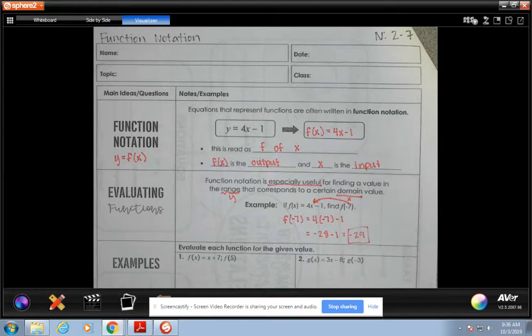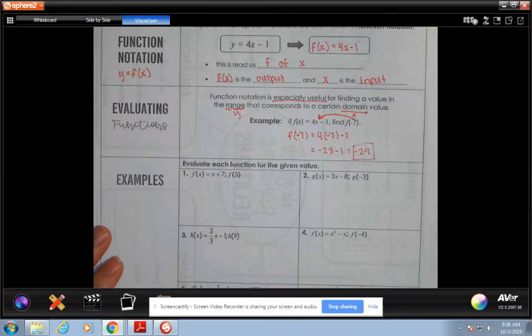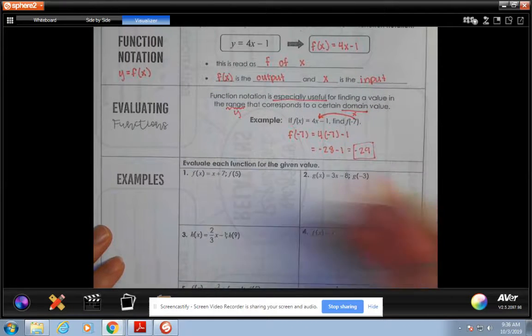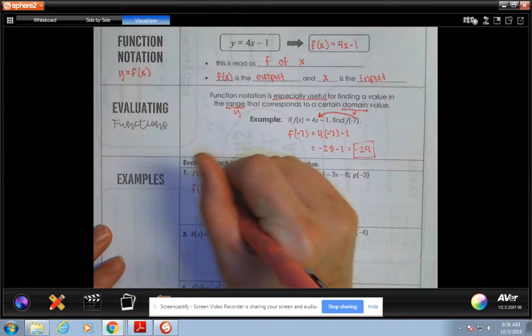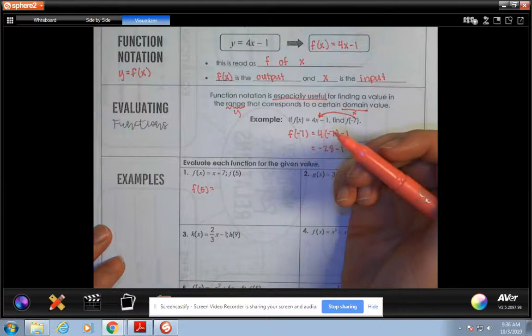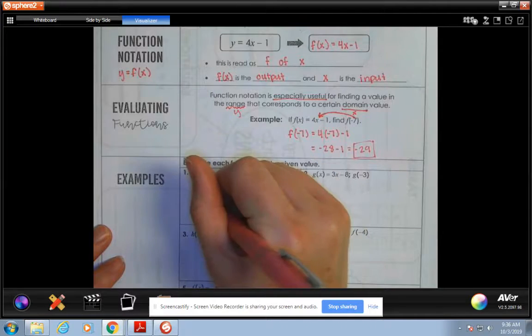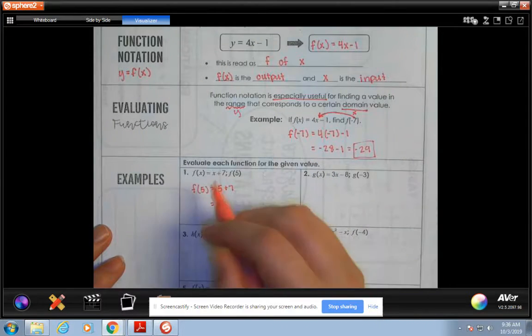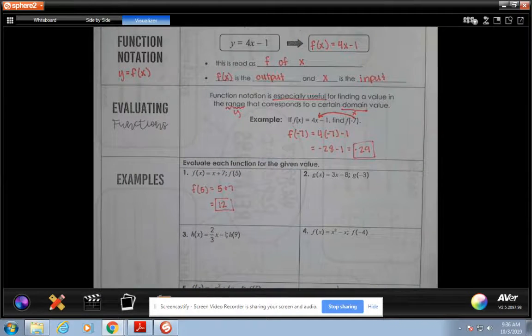All right, the next step is to go ahead and solve these next ones. We're going to do the same thing: plug in whatever number it's asking us for in for x. So f of 5 equals, wherever we see x, we're plugging in a 5. So we're going to do 5 plus 7. Well, that's pretty simple, that's just 12. Some of these won't be as simple. You'll have to use your calculator, but it's no big deal.